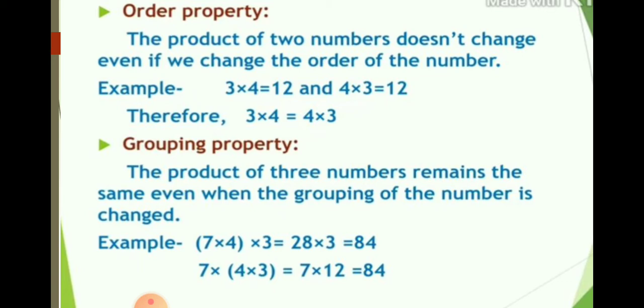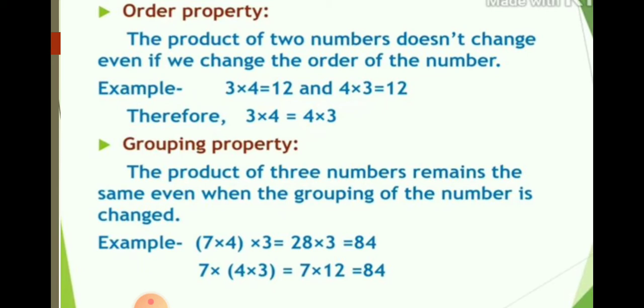When 3 is multiplied by 4, then we are getting 12. And when we are changing the order, that is now 4 is at first position and 3 is at last position, then also we are getting 12. Therefore, 3 into 4 is equal to 4 into 3.